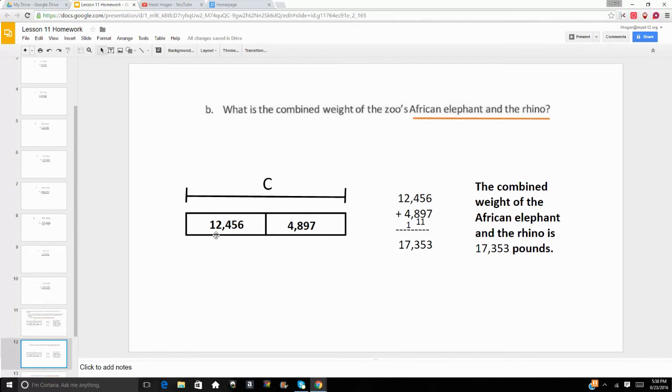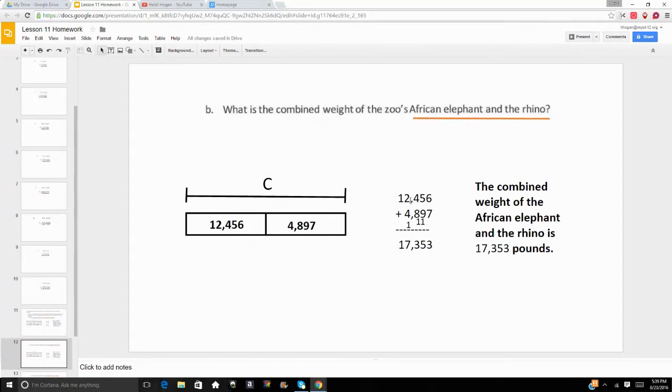So now we have what is the combined weight of the African elephant and the rhino. So again, we make our two sections of the tape diagram. It looks like sections of tape, and their combined weight. Now, again, we don't have to make it C because that could be tricky because our other variable was C. It's up to you. I like C for combined weight, but it could be W for weight. It could be A. It could be T. It could be R. It could be anything. Your variable is just what you want to find out.